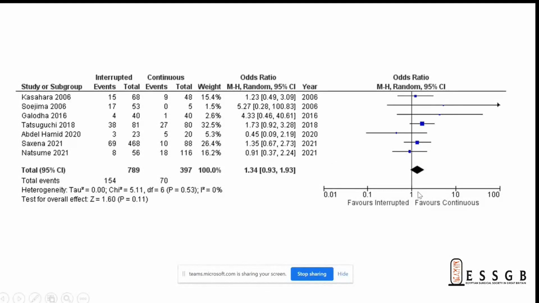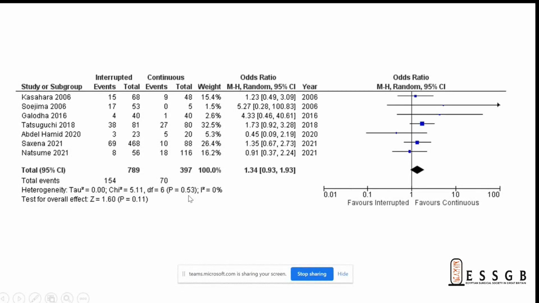You can see visually that it is in favor of continuous, of course. It means that complications are lower with continuous. But is it statistically significant? The answer is no, because the diamond is touching the line. Visually I can easily say that, and my p-value here is consistent with that. So there is no significant difference in biliary complications between the interrupted and continuous groups.